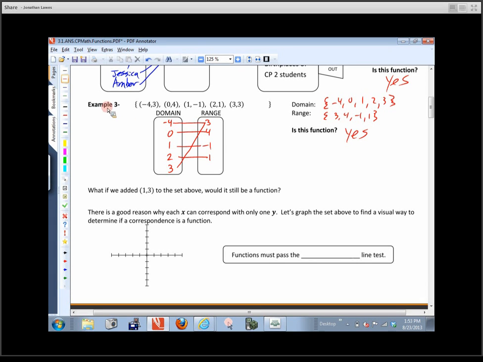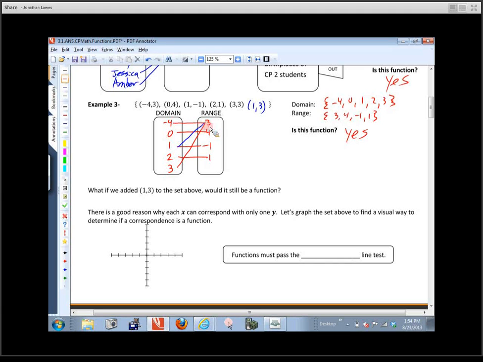Okay, now I'm going to change colors to blue, and I'm going to ask a question. What if we added (1, 3) to this? So what if we came up here and changed the problem and we did (1, 3)? Now, I already have 1 here, so I don't need to add it in the domain. I already have 3 here, so I don't need to add it to the range, but I do need to map this. So what I need to do is I need to say, well, 1 also corresponds to 3.